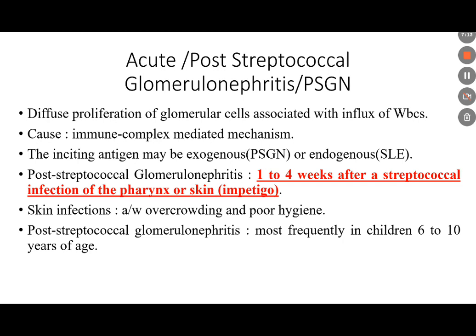We'll discuss it later. Then inciting agent can be exogenous, which is post-streptococcal glomerulonephritis, which is your streptococcal organism, or your endogenous cell, SLE, etc. also can induce the formation of immune complexes. In PSGN, this occurs 1 to 4 weeks after a streptococcal infection of the pharynx or skin, which is impetigo. Whenever skin infections are present, they are usually associated with overcrowding and poor hygiene. And post-streptococcal is usually occurring in children 6 to 10 years of age.